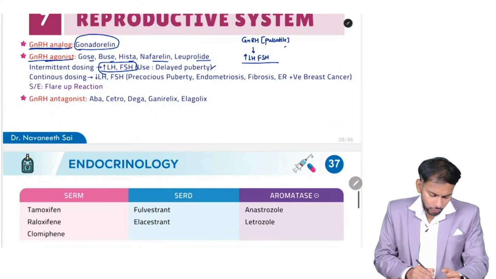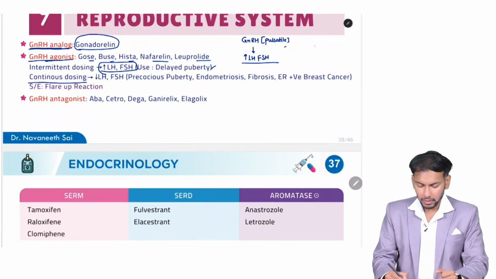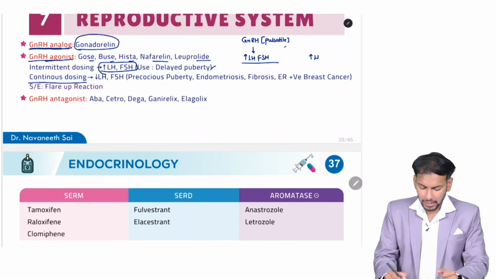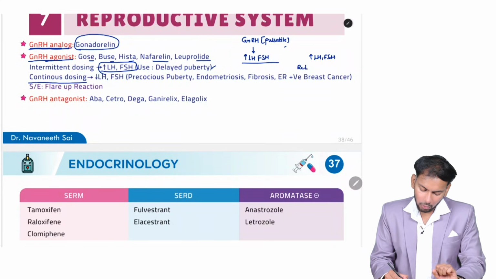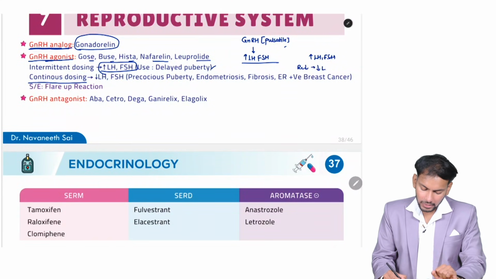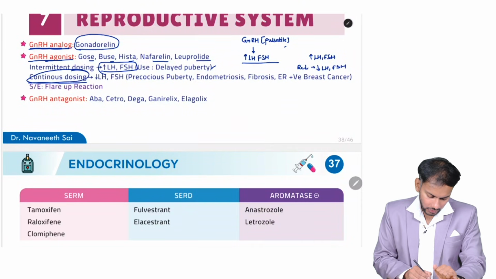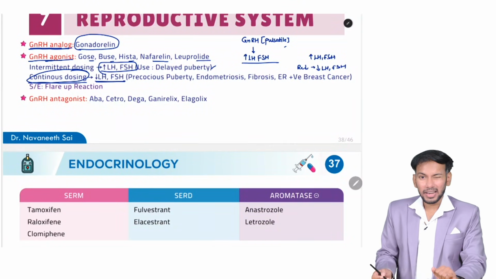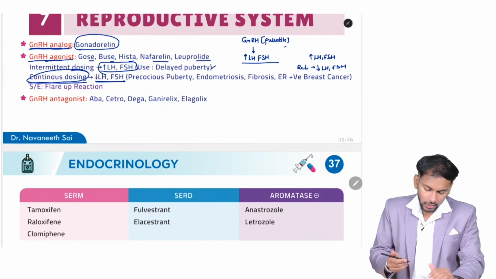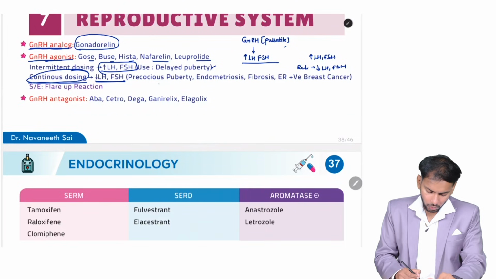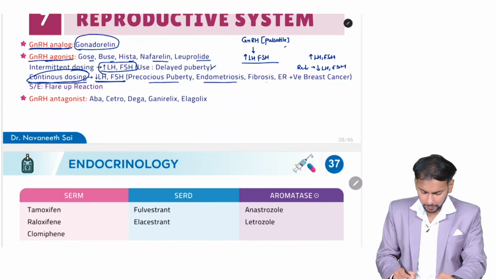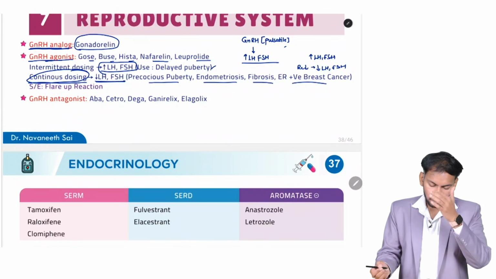Now, if you give continuous dosing, what will happen? First, it will increase LH and FSH, but after a period of time, continuous stimulation of receptors will cause receptor down regulation. So, it will reduce the LH and FSH. So, if you give continuous dosing, in the long term, it will reduce LH and FSH. That is why it can be used as a GnRH antagonist as well. It is used in precocious puberty, endometriosis, fibrosis and ER-positive breast cancer.